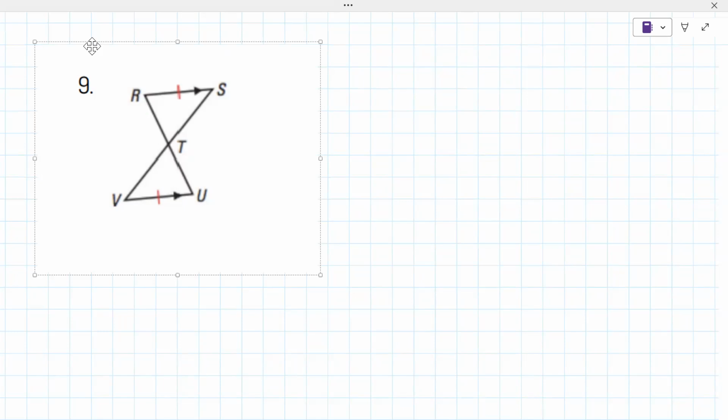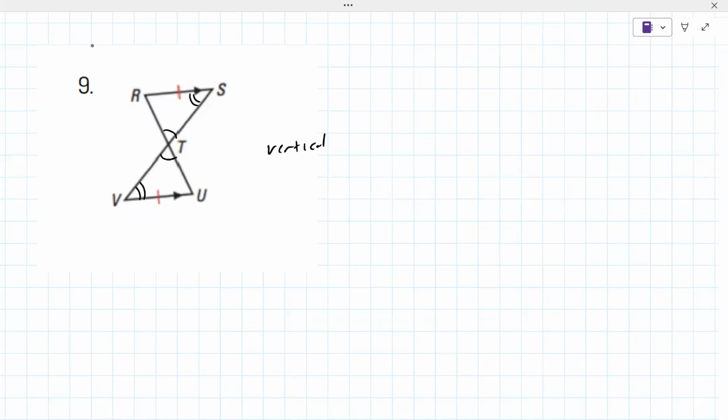So I'd say that in the middle, those are the vertical angles. Also, V and S, those are congruent.